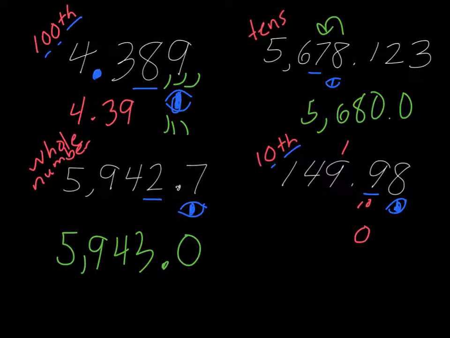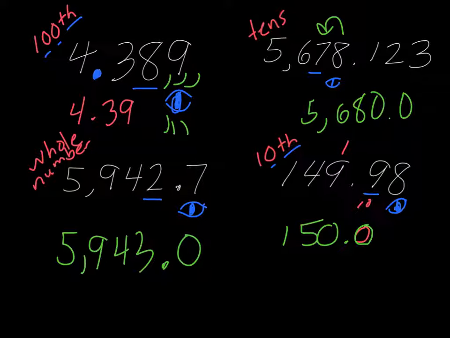149 plus 1 is going to be 150.0. Because that tenths place, when you bump a 9 up, it goes to a 10, which actually sends it back to a 0, and you carry the 1 over. So when you round up 149 and 98 hundredths to the nearest tenth, you end up changing the ones place as well.